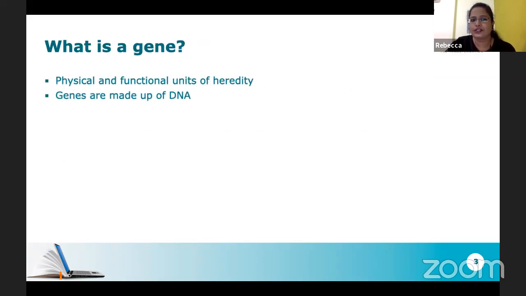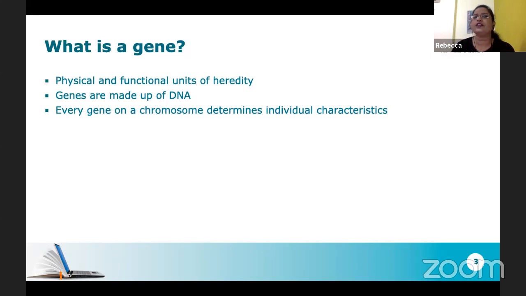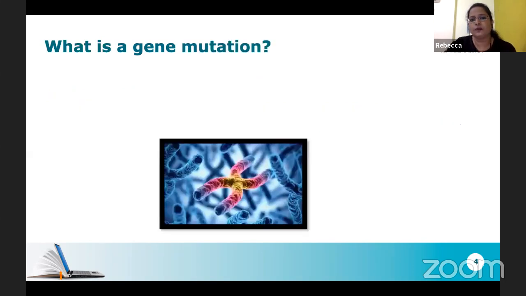So what is a gene? As I told you earlier, it is the physical and functional unit of heredity. Genes are made up of DNA, deoxyribonucleic acid. As I told you earlier, it is made up of purines and pyrimidines, the nitrogenous bases adenine, thymine, guanine, and cytosine. Every gene on a chromosome determines individual characters like eye color and the way you think. We are made up of genes, and everything is determined by genes. The activity which we do is determined by each and every gene. So these are the bases.